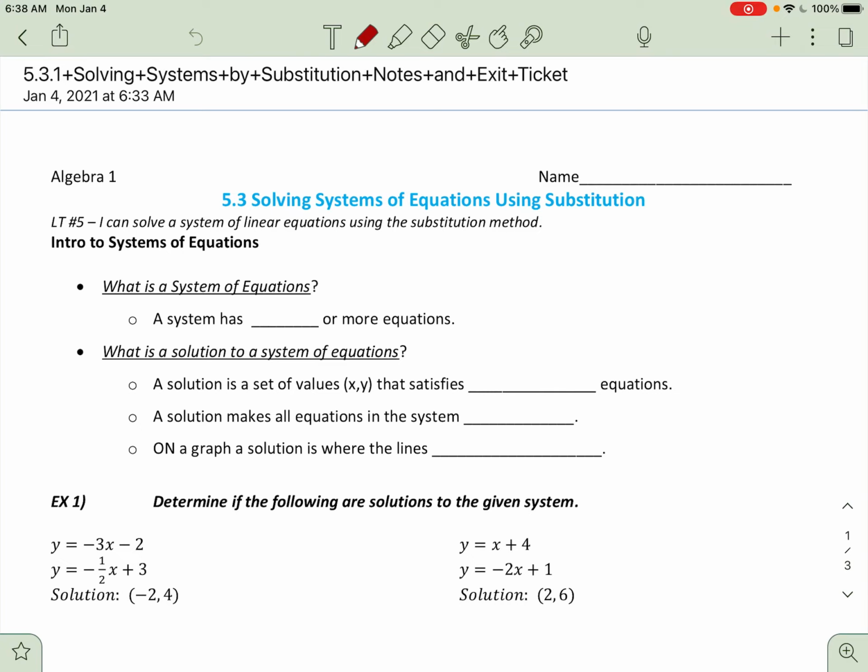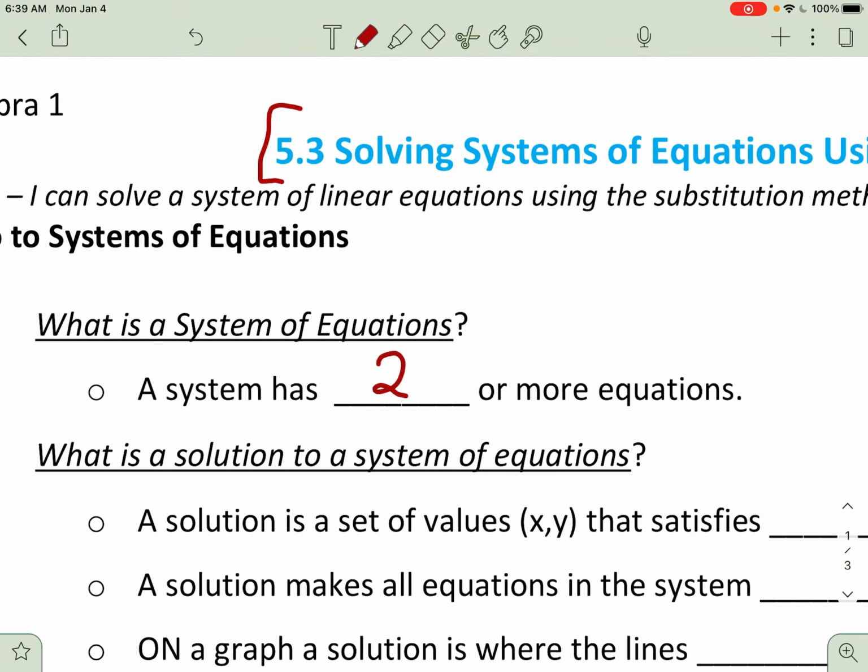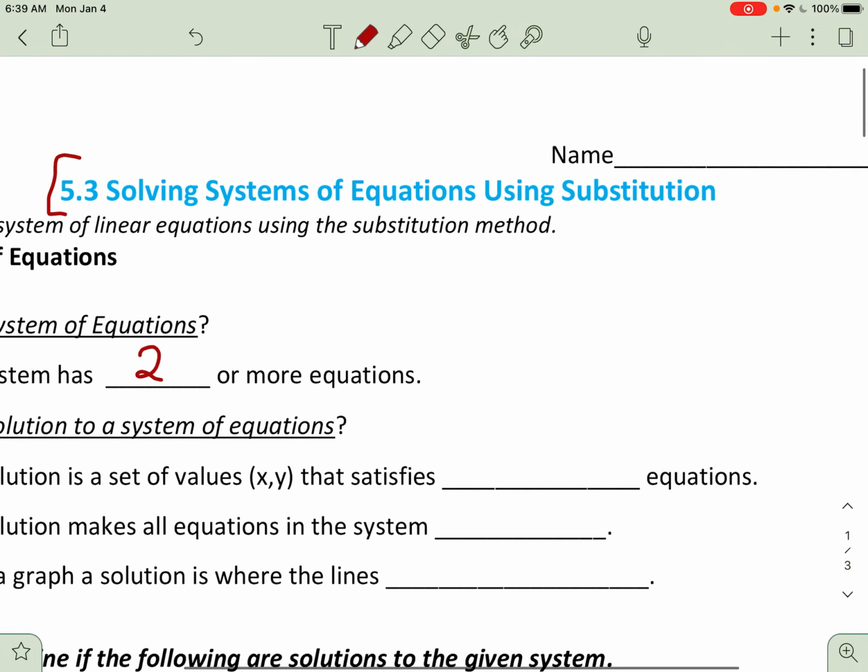As you'll notice, we're going in 5.3. So just talk about what this unit is going to be about. This unit, Unit 5, as we start the second semester, is all about systems of equations. And what I mean by a system is it has two or more equations. So a system, we usually have this curly bracket, right? And then in that you'll see two equations.